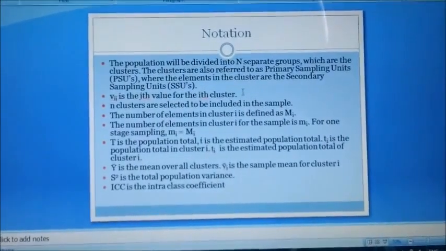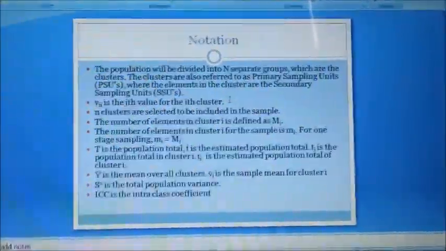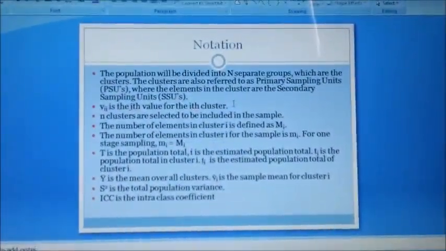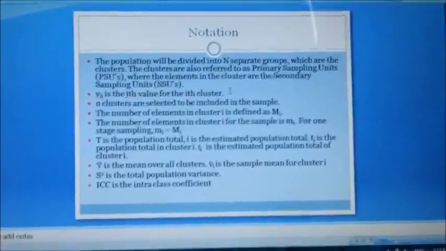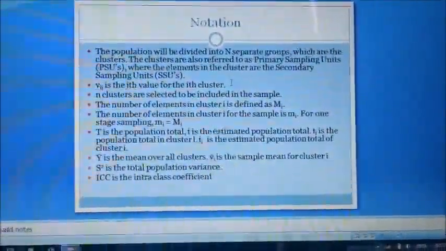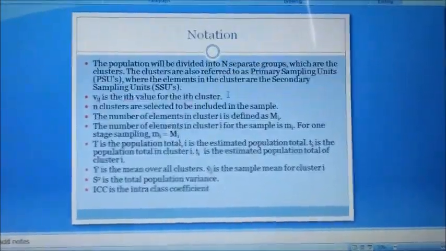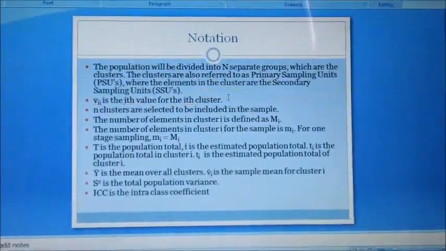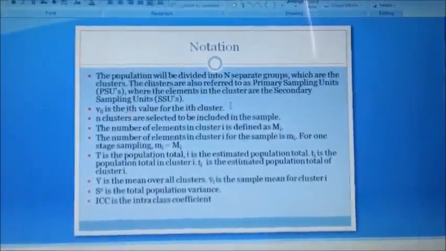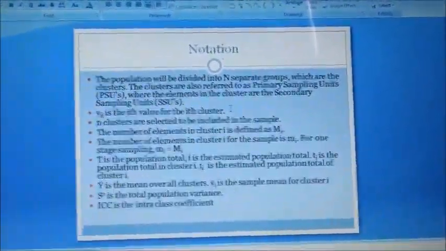The population will be divided into N separate groups, which are the clusters. These clusters can also be referred to as primary sampling units, or PSUs, where the elements in these clusters are the secondary sampling units, or SSUs. Yij is used to denote the jth value for the ith cluster. So, say a student's grade, the jth student's grade in the ith cluster.